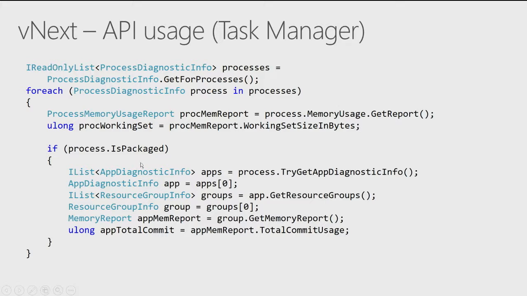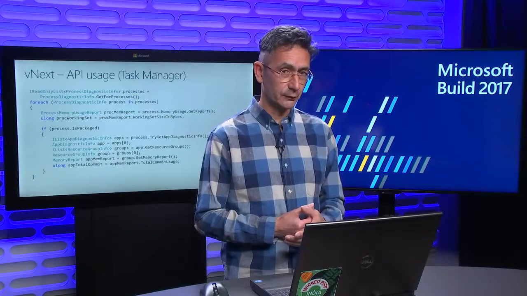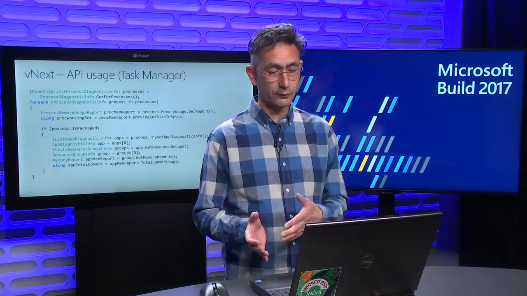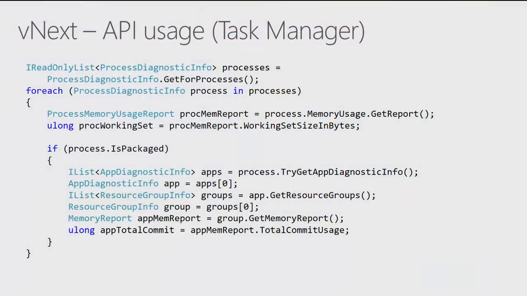And as I'm iterating through the list, if this particular process is a packaged process, if it's associated with an AppX package, in other words, if it's a UWP or it's a desktop bridge app, then there will be additional app diagnostic info available. So then I can go and get that and get the additional data metrics from the app diagnostic info.